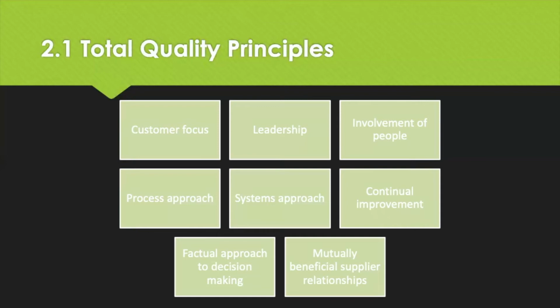The process approach is where the managers recognise that an objective is achieved more efficiently when activities and associated resources are managed together as a process. The system approach is where the management recognise that identifying and understanding any interrelated processes and managing them is a more effective and efficient way of achieving your objectives. And then continual improvement, you aim to steadily, incrementally improve all performance as a permanent objective.